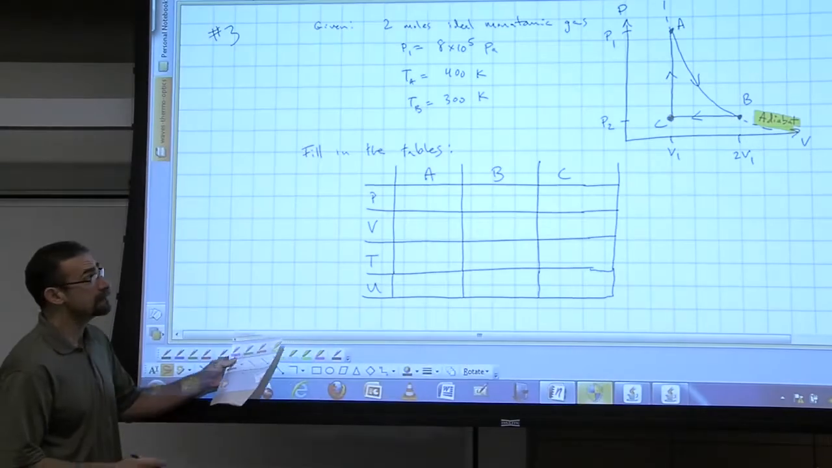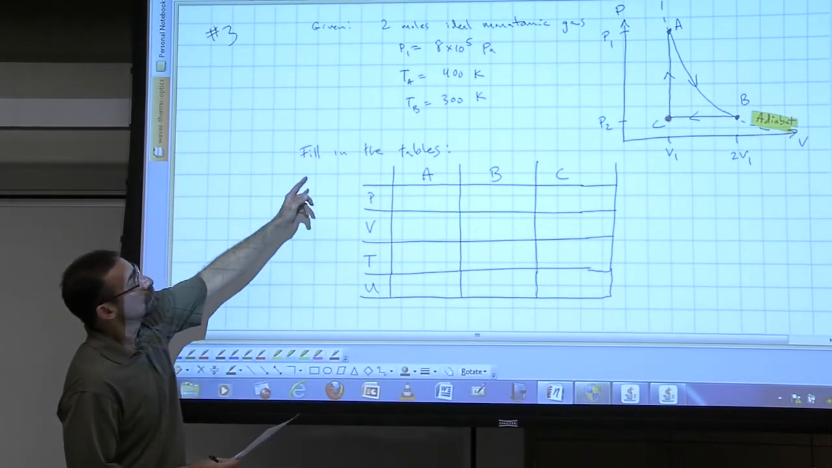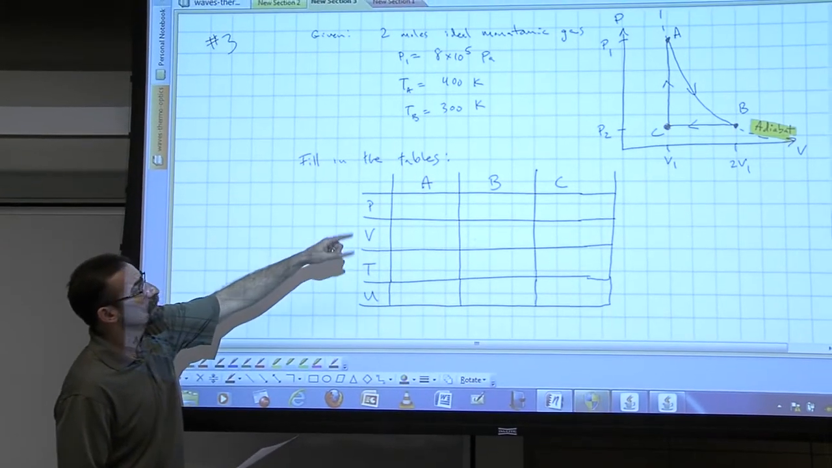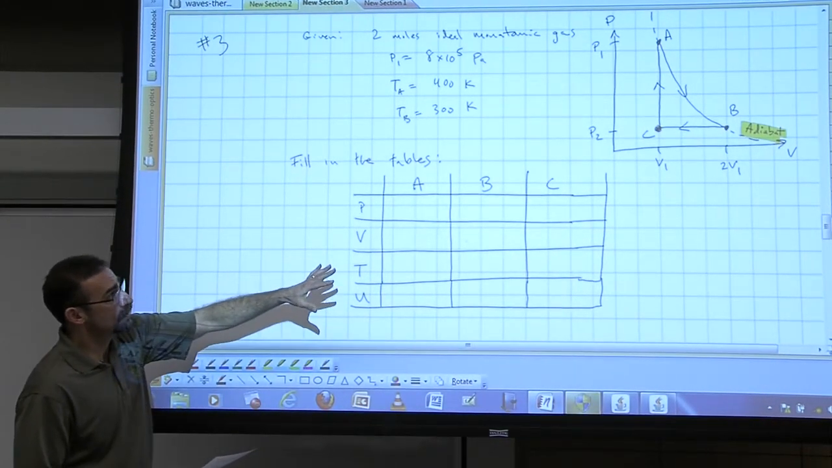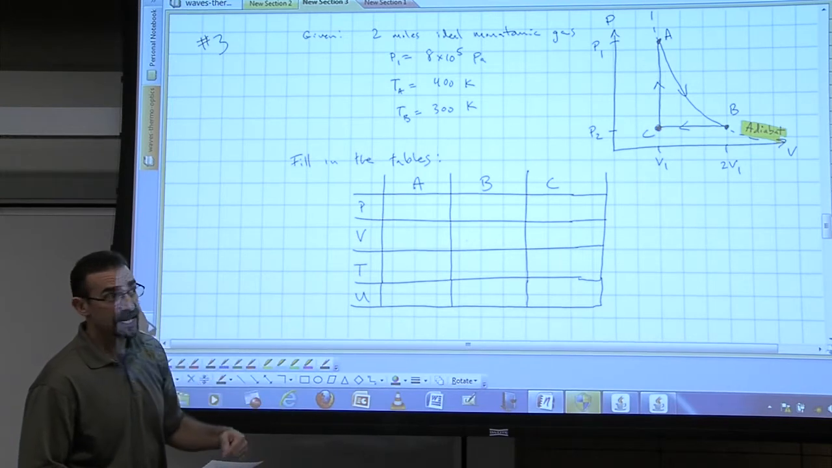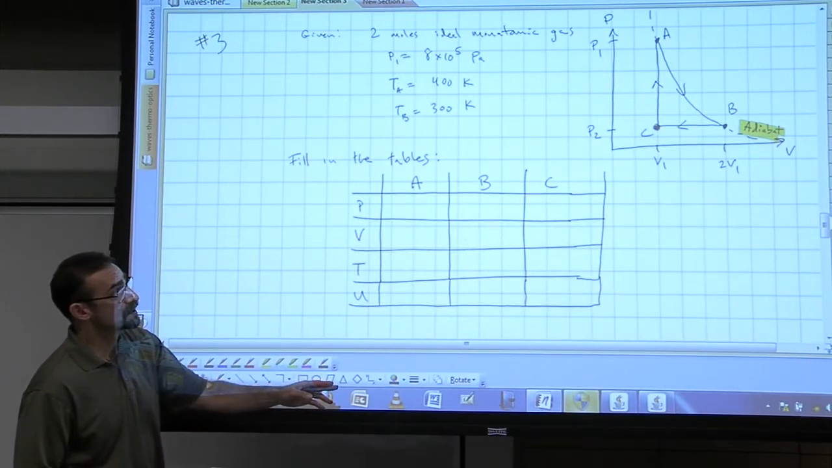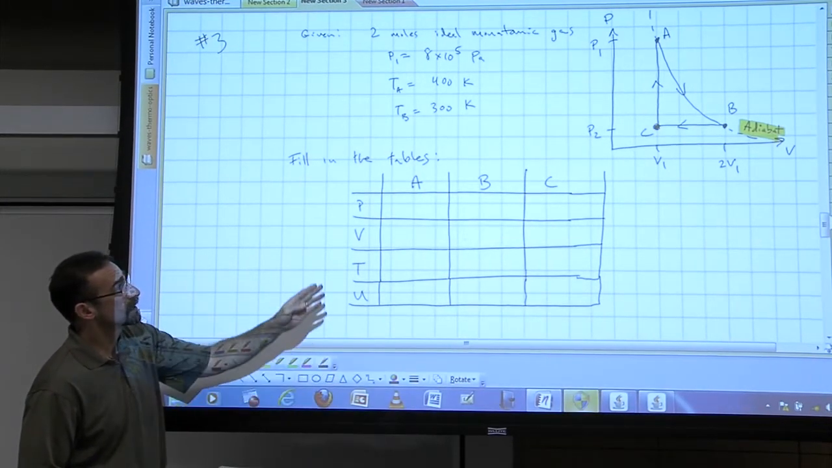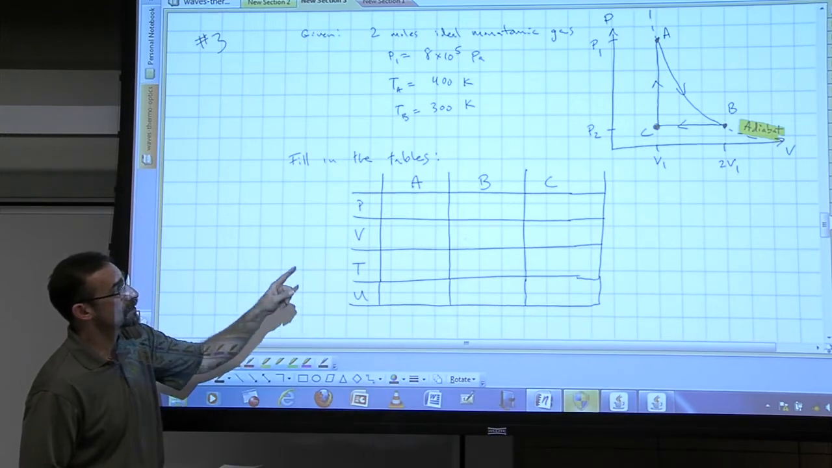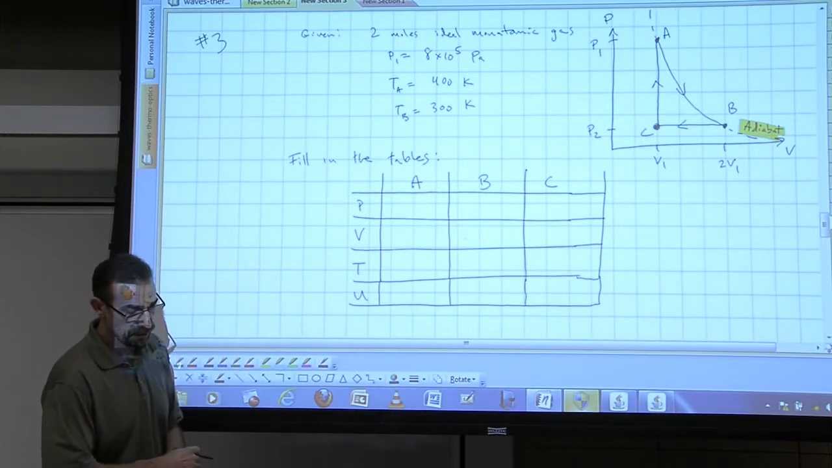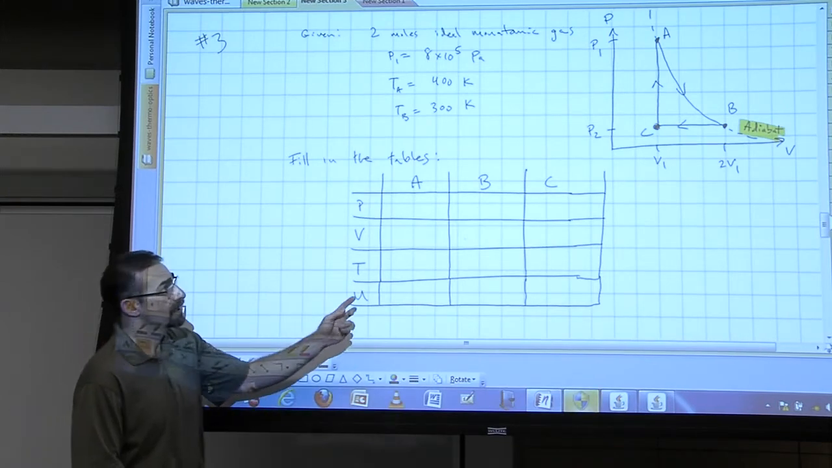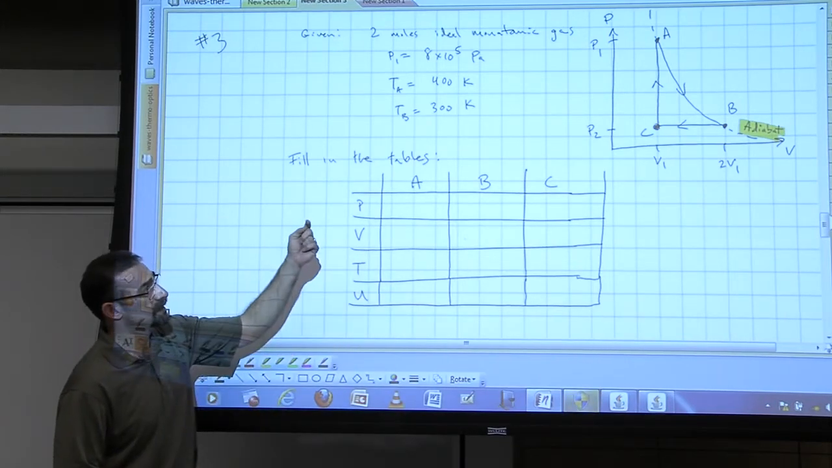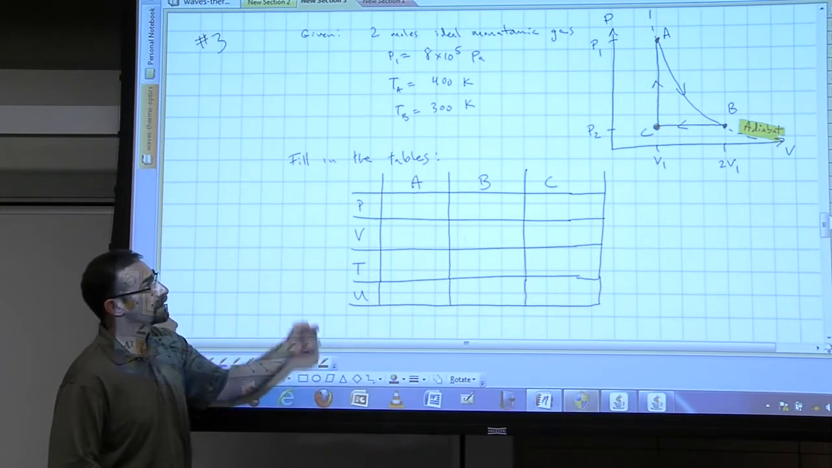Here's problem number 3. 2 moles of an ideal monatomic gas going through the following thermodynamic process. This one, you'll notice, makes a complete cycle. It starts at A, goes to B, goes to C, goes back to A. Makes a complete cycle. And this is very typical of our engines, our refrigerators, our heat pumps, things like that. They go through a cycle and then they start over again.